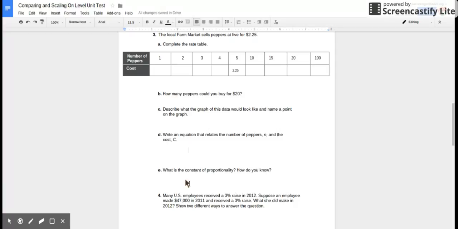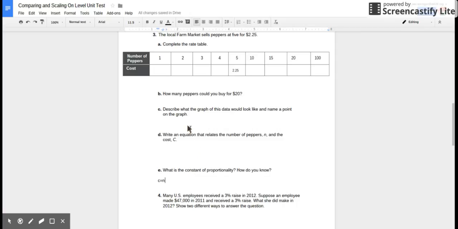Now, what is the constant of proportionality, and how do you know? The constant of proportionality is, when we have our equation, usually a number that's being multiplied to one of the variables. And that is usually our unit rate.